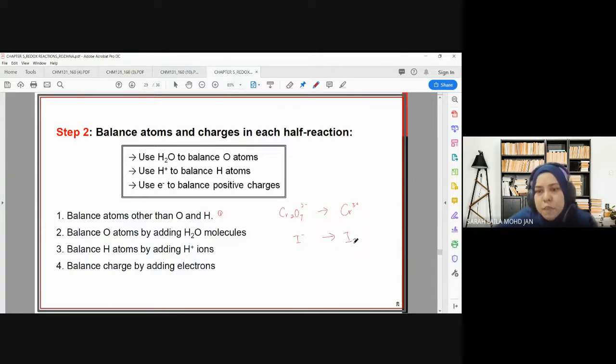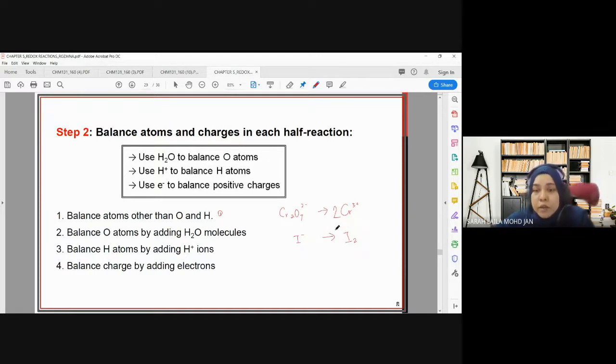Right. So tengok, selain daripada O and H, you ada chromium. So chromium here, before, ada 2. After, 1. Betul? So you have to balance. Macam nak balance, kita kena buat coefficient. So tambah coefficient 2 kat situ. Okay, yang ni boleh faham? Tengok sini ada Cr2. So kena ada 2 Cr. So here you have to put 2 coefficient in order to balance both side.